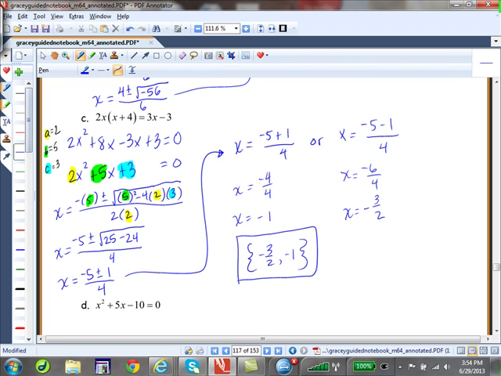So this is an example where it could have factored, right? If you had preferred to solve it using your factoring and zero product principle.